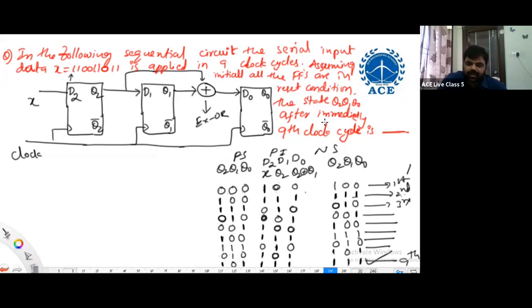What is the meaning of that? Immediately after the ninth clock cycle means you may be applying the 10th clock cycle also, 11th and 12th also. What happens here? After the ninth clock cycle, it can be after the 10th or 11th or 12th also. So immediately means after the ninth clock cycle, before the occurrence of the 10th clock cycle. So yes, it is possible here because we are supplying data externally. It may be repeating a state multiple times.